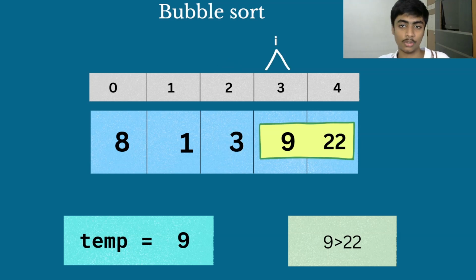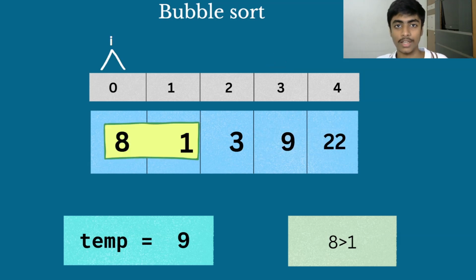And then we reach the last two elements. We're going to check if 9 is greater than 22. Since the condition over here is false, we're not going to swap anything. And we'll repeat this process another time. Our I will start again at 0. We'll be checking if A of 0 is greater than A of 1, if 8 is greater than 1. And this is true. So we're going to set temp to 8 and we're going to swap the two elements.